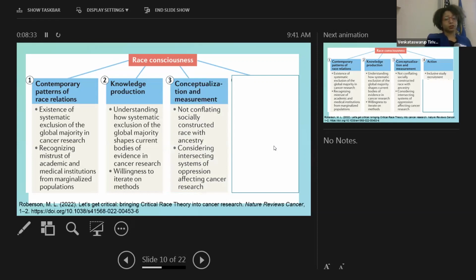Thinking about conceptualization and measurement: not conflating socially constructed race with ancestry. Race is a socially constructed category, and we need to understand how social determinants of health can also affect cancer care outcomes, and consider intersecting systems of oppression affecting cancer research. Here I'm thinking, for example, about neocolonialism. While it is important to continue to diversify the sorts of individuals who are included in our cancer research studies, we must acknowledge that a lot of harm has been done across the globe through forces like colonialism, and not want to reinforce those issues as well.